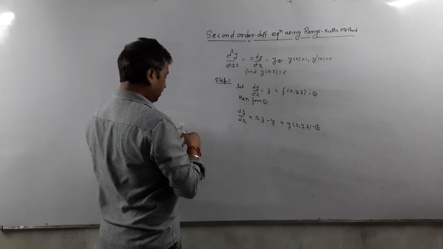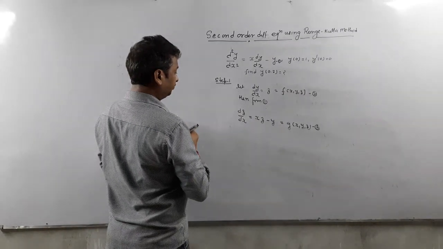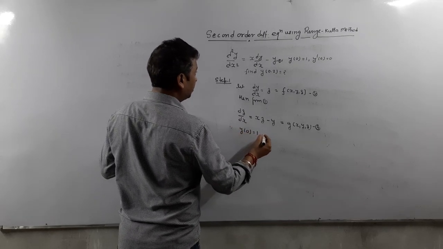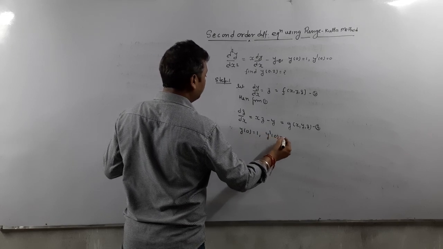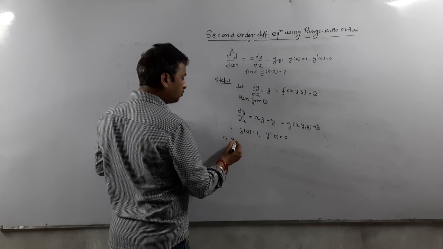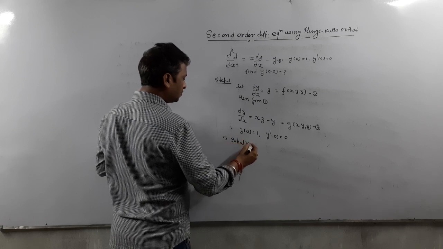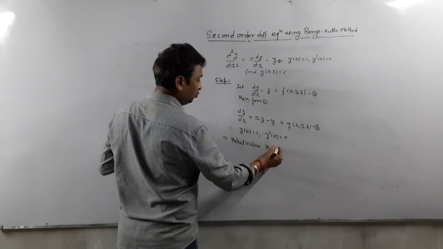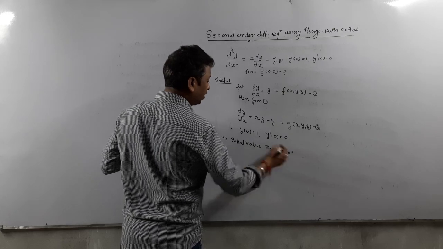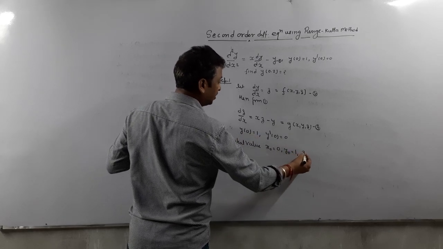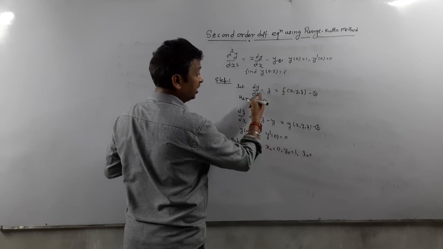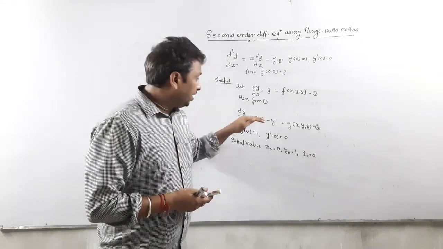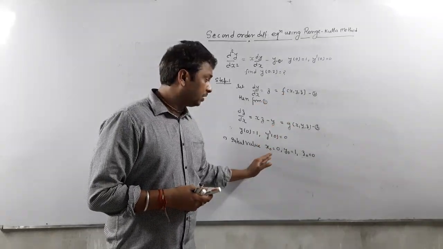Now what is the initial condition given? y(0) = 1, y'(0) = 0. It means what are the initial values given? What is x0? The initial value x0 is 0. What is y0? The value is 1. What is z0? y' is z, so what is the z0 value? 0. So now we have the initial point, and f and g.